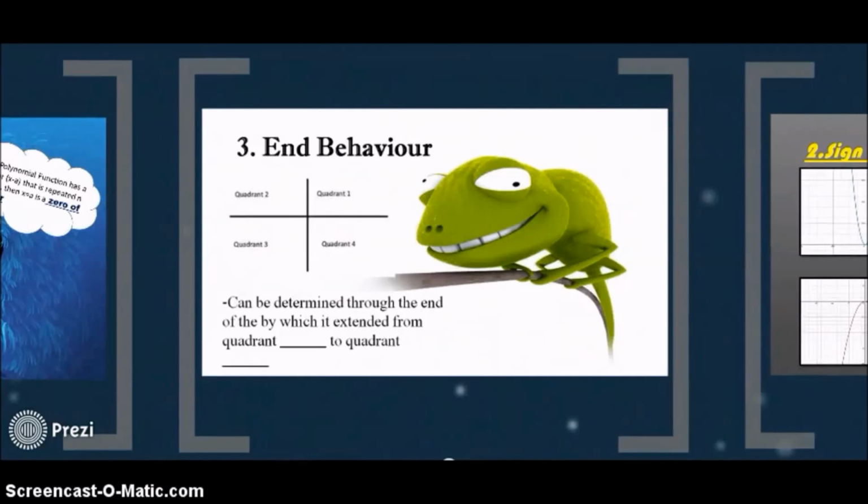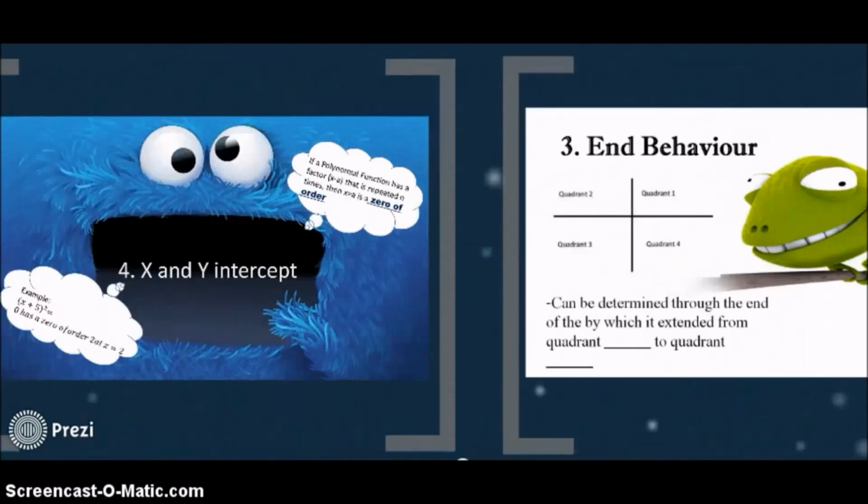For the end behavior, we can determine through the graph whether it's positive or negative by which quadrant to which quadrant it extends. For example, a positive even function extends from quadrant 2 to quadrant 1. A negative even function extends from quadrant 3 to quadrant 4. A positive odd function extends from quadrant 3 to quadrant 1, but a negative odd function extends from quadrant 2 to quadrant 4.